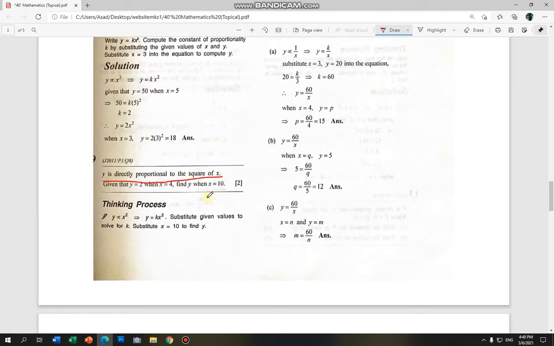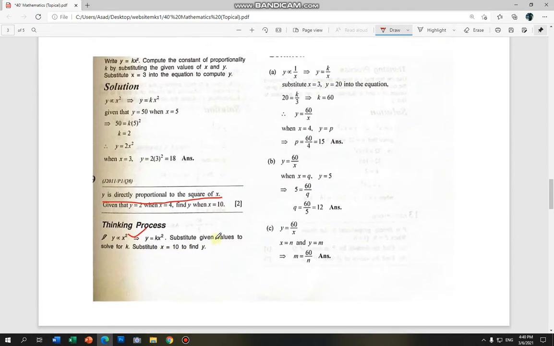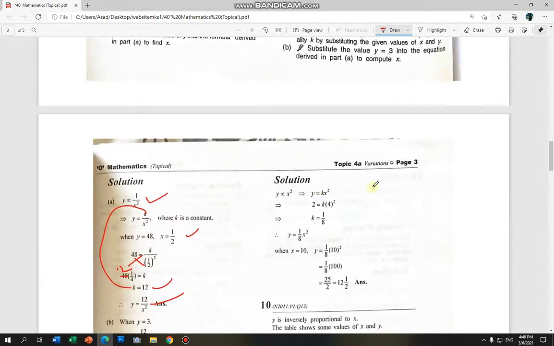Y is directly proportional to x square. Omitting this proportionality sign, you introduce k, a constant, y is equal to kx square. Now substitute given values to solve for k. Then substitute x is equal to 10 to find y. Now here is the solution. Y is directly proportional to the square of x. Omitting this sign, y is equal to kx square.